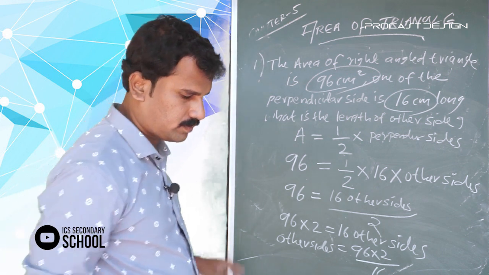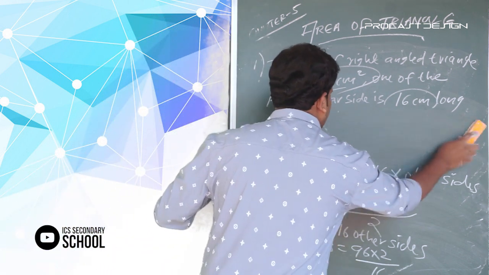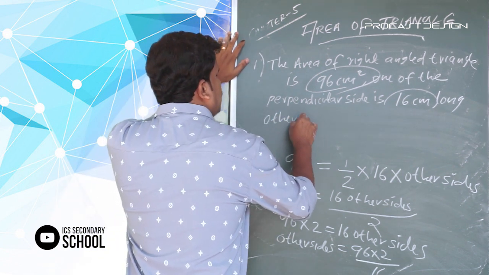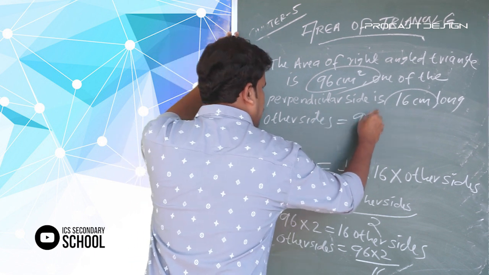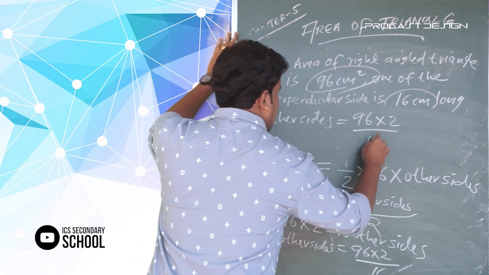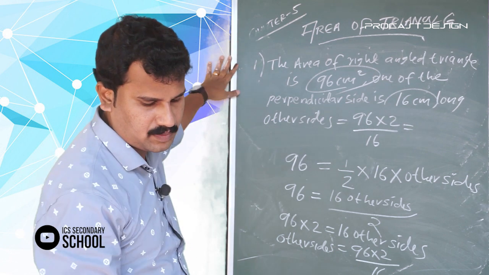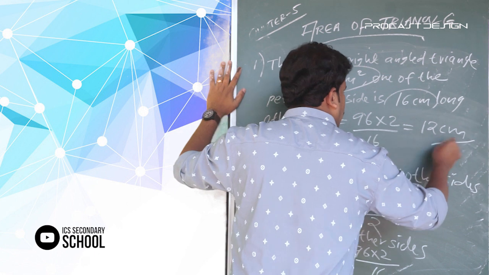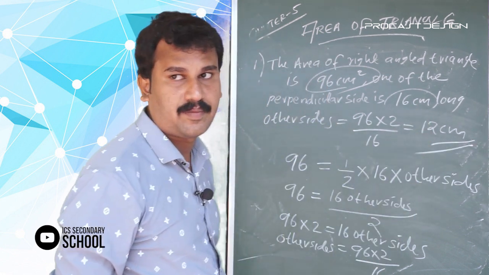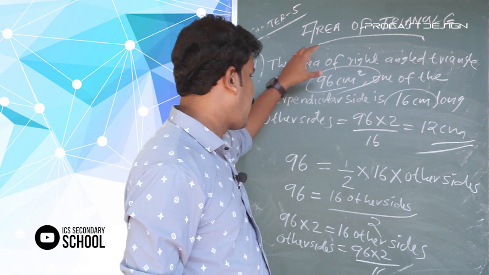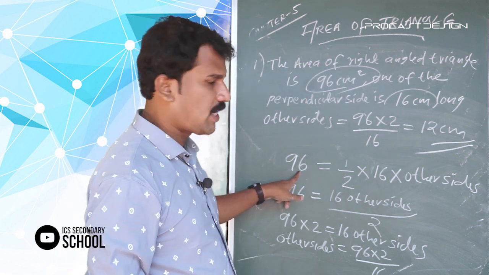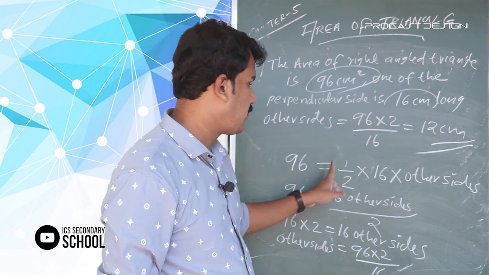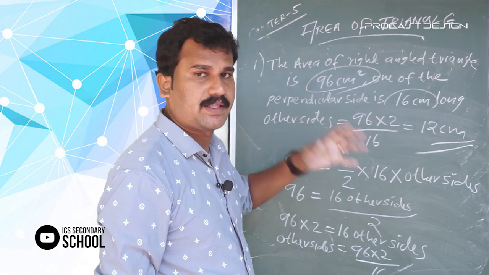So the other side equals 96 into 2 by 16, that is equal to 12 centimeter. So here we have given the area of the right angle triangle, that is 96, and one of the sides, 16 centimeter. Then we have to calculate the other side.